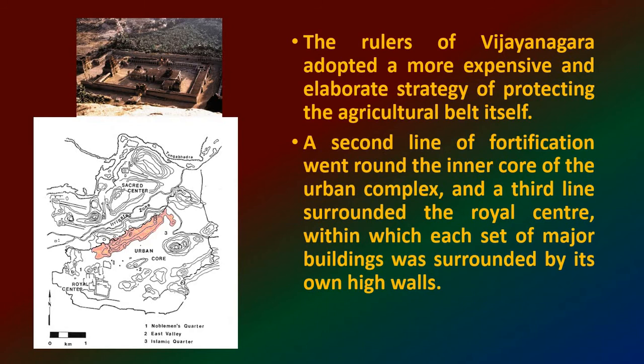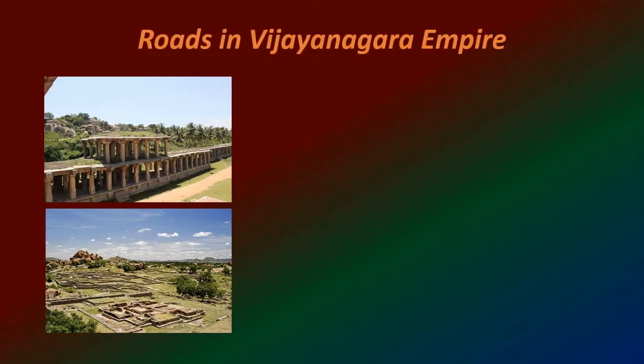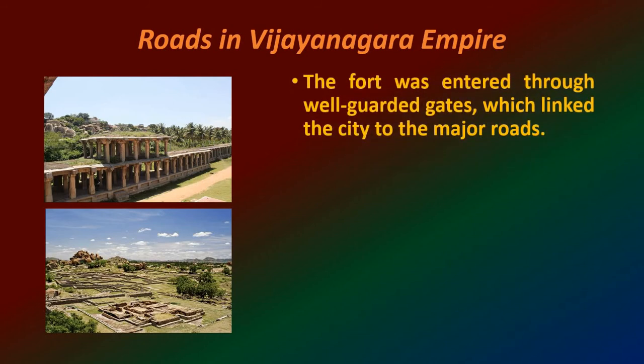A second line of fortification went around the inner core of the urban complex, and a third line surrounded the royal center, within which each set of major buildings was surrounded by its own high walls. Roads in Vijayanagara Empire. The fort was entered through well-guarded gates which linked the city to the major roads.